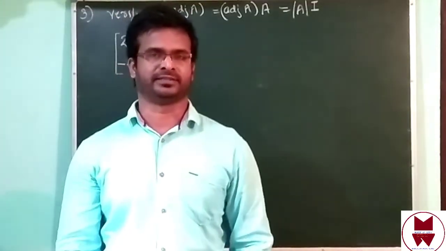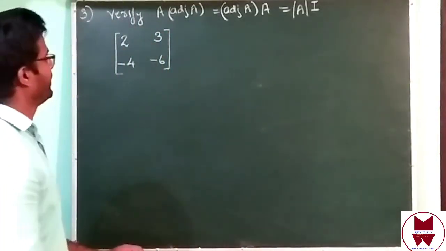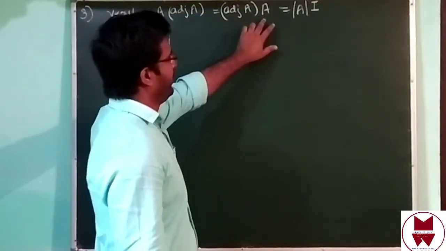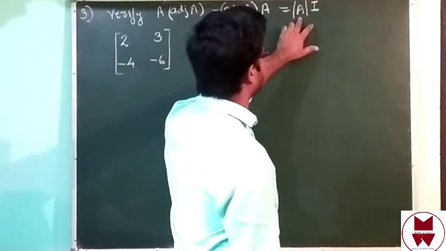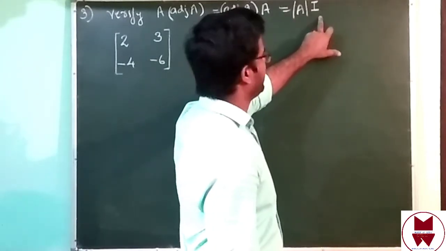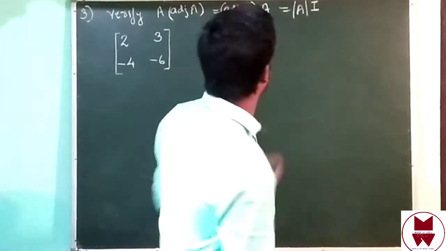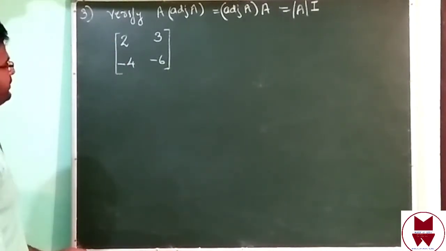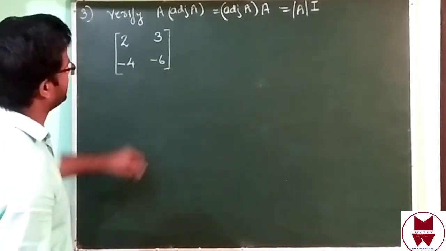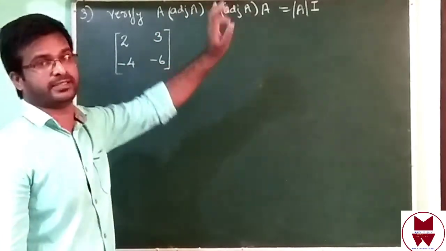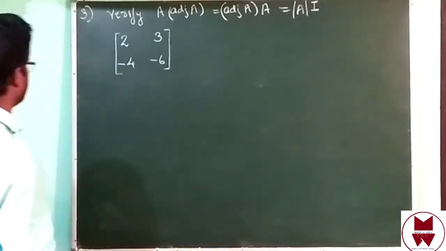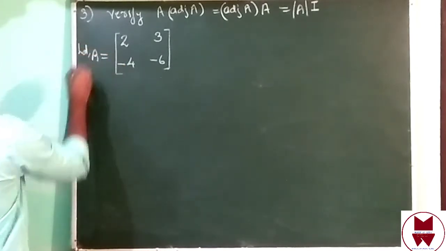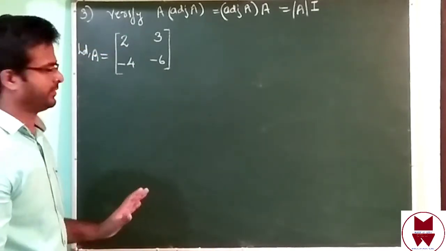Now we can see question number 3. Verify A into adjoint of A equal to adjoint of A into A equal to determinant of A into I. I means identity matrix. One matrix is given here, and we have to verify this given condition. First, give it a name: let A equal to the given matrix.